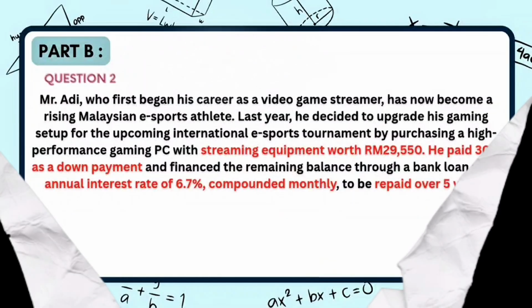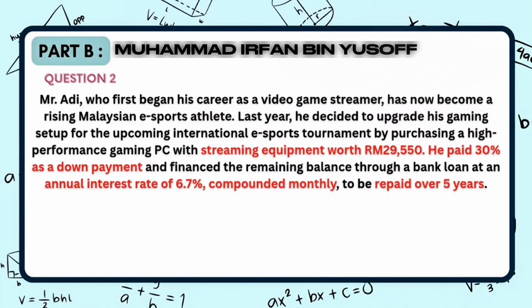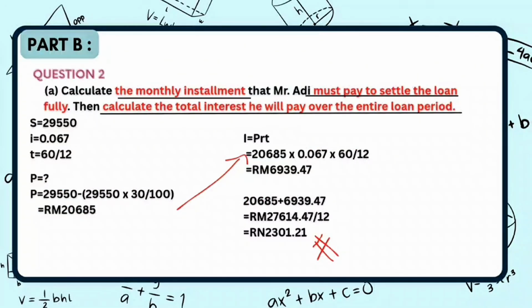1,800. For this question, you need to find the total loan that must be paid by Mr. Adi, and you need to find the total interest that he will pay. Step 1. List all the information given. S equals 29,550, i equals 0.067, t equals 60 per 12.